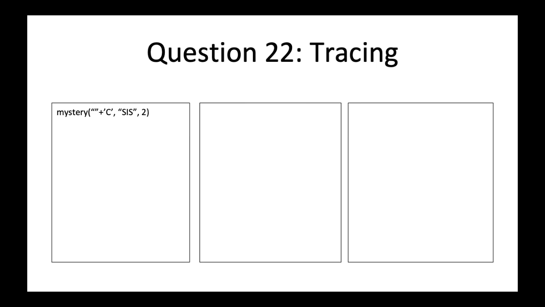So the parameters are empty string plus first character, which is C, then SIS, which is the remainder without the first character, and k-1, which is 3-1, giving us 2. Remember that the original prefix is the empty string, and the original k is 3. We will need those later. Note that these are passed into the mystery method as the prefix and k, respectively.